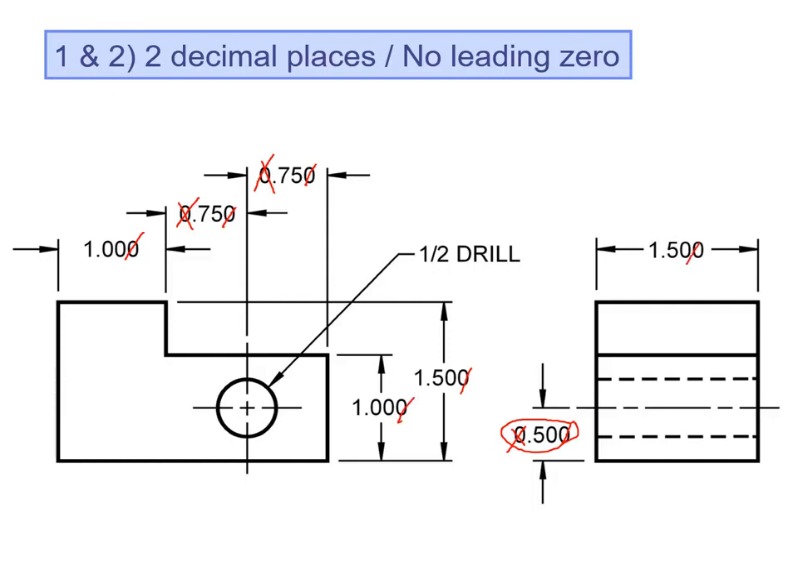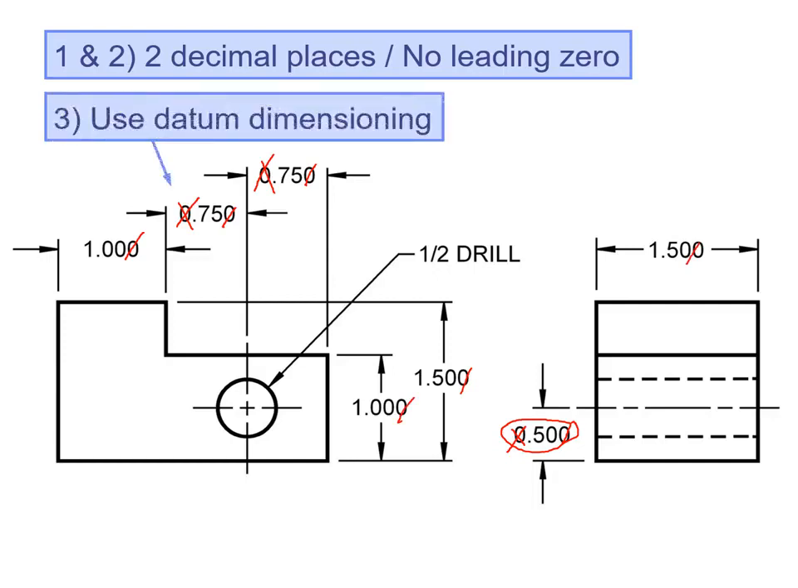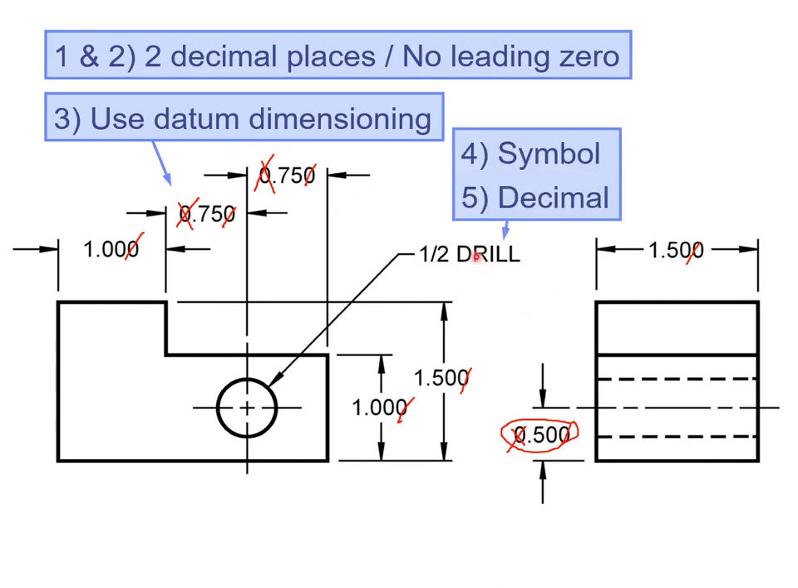Okay, next mistake. Use datum dimensioning. As it was mentioned in the previous slides, you avoid using continuous dimensioning. So we're going to use datum dimensioning to create our dimensions here. Next mistake. We need to use the diameter symbol.